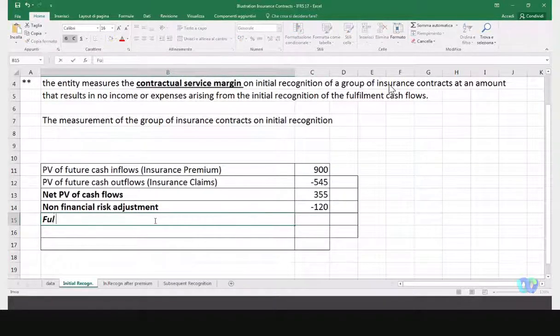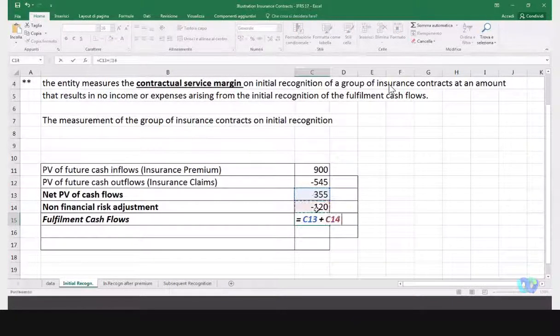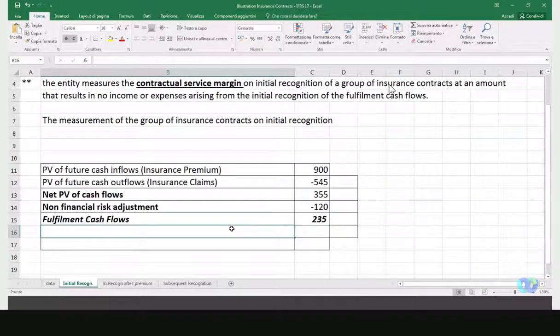Here we have made the fulfillment cash flows to calculate the first component of the contract. Fulfillment cash flows are equal to 235 cash units, and that is a positive amount. That means that this is my expected profit. And to continue, contract service margin.